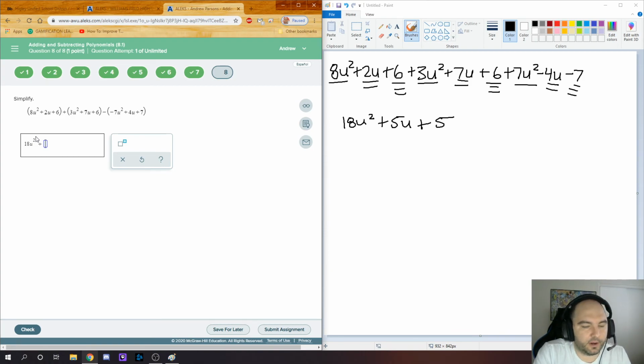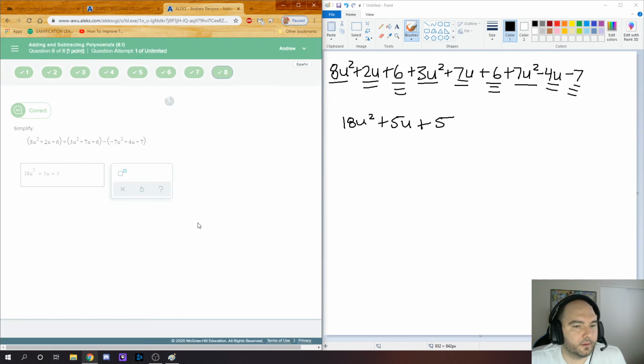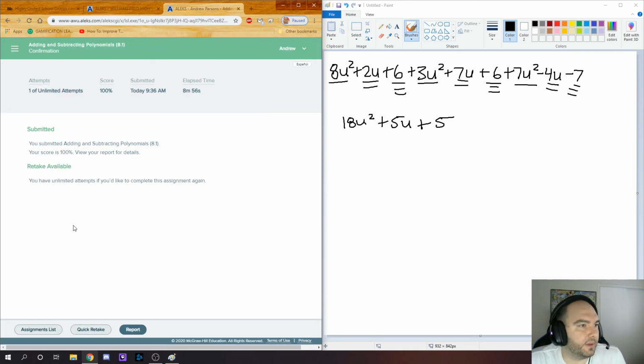So 8u squared plus 5u plus 5. Write a U. Make sure you write a U. Don't want to get marked wrong for that. All done. Quick and easy assignment. Look at that. It's barely been 10 minutes yet as of this point.